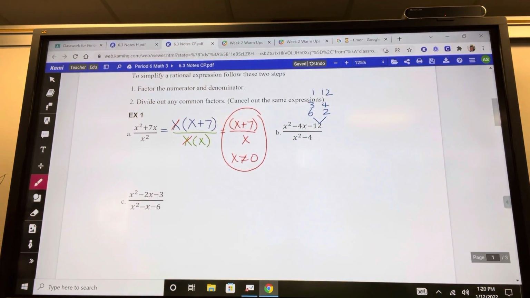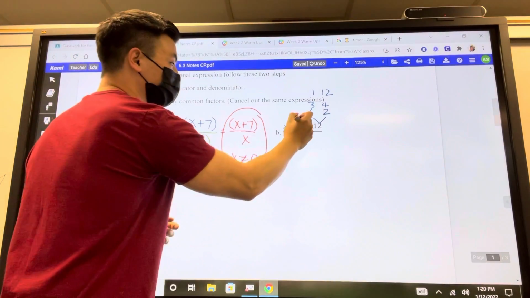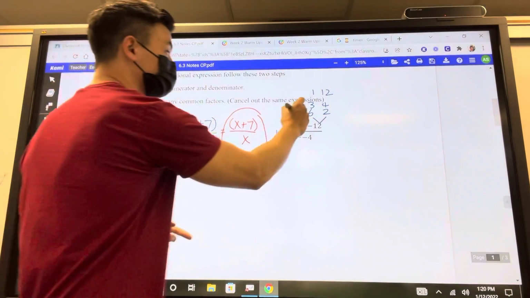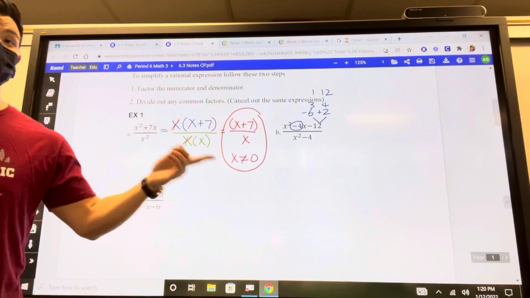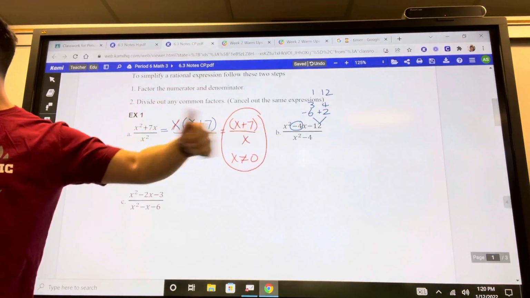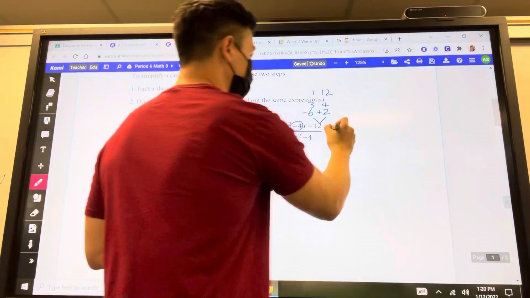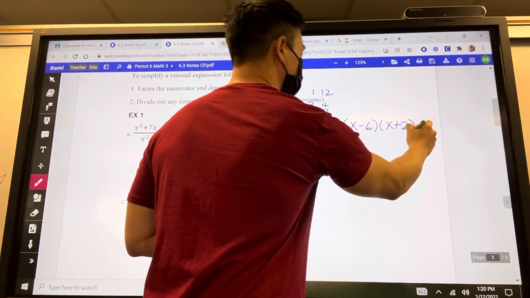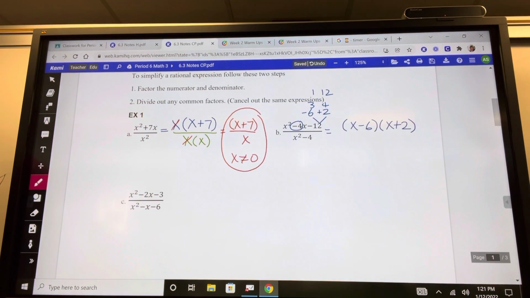Of these pairs, which ones can I combine to make a negative 4 here? Yeah, negative 6 and positive 2, right? Because if I do negative 6 plus 2, that gives me negative 4. So my factored form is going to be x minus 6, x plus 2. Remember this, right? It's kind of coming back to us. Questions so far?